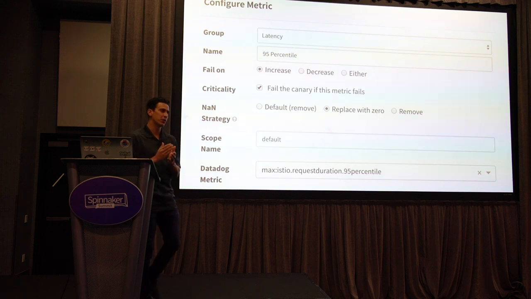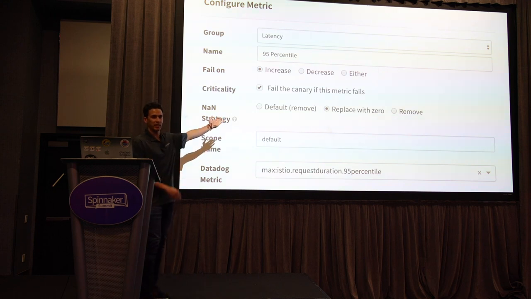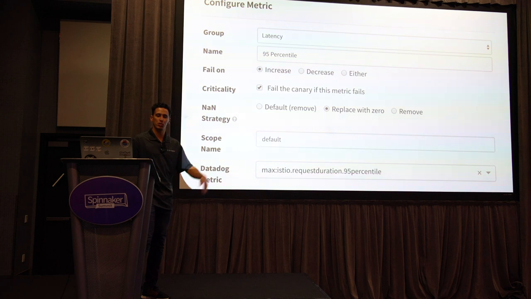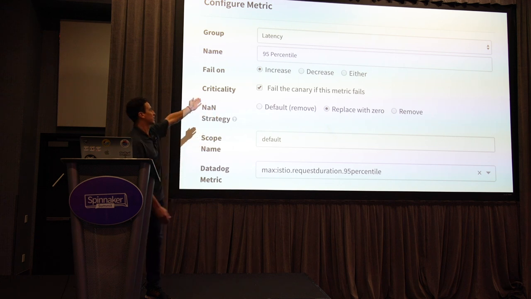So you can imagine server errors, 5xx errors. You might want to put a little more weight on them and fail instantly if that metric fails. You also want to define which way is bad, right? So if you are comparing uptime, then you would want to configure it to pick up on decreases. But for latency, we obviously want to know if it increases, that's a warning sign.